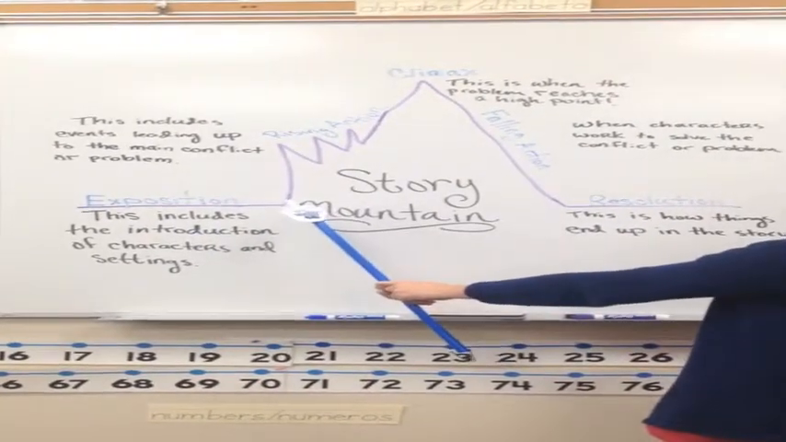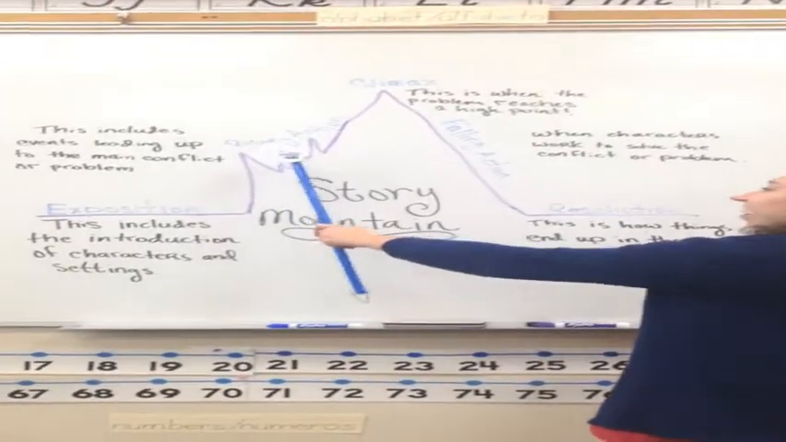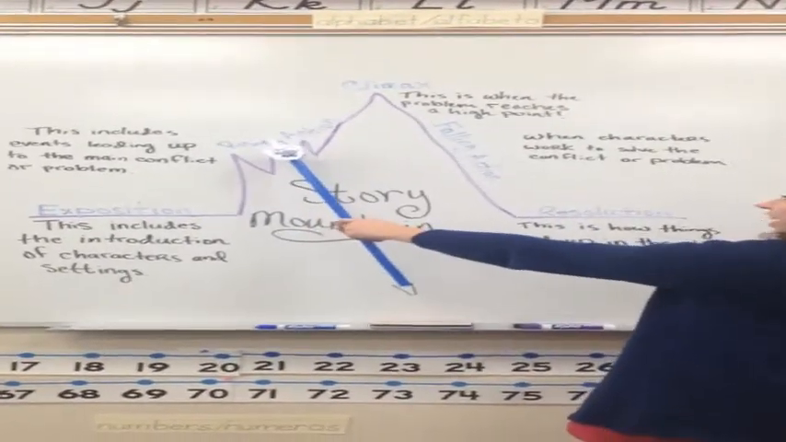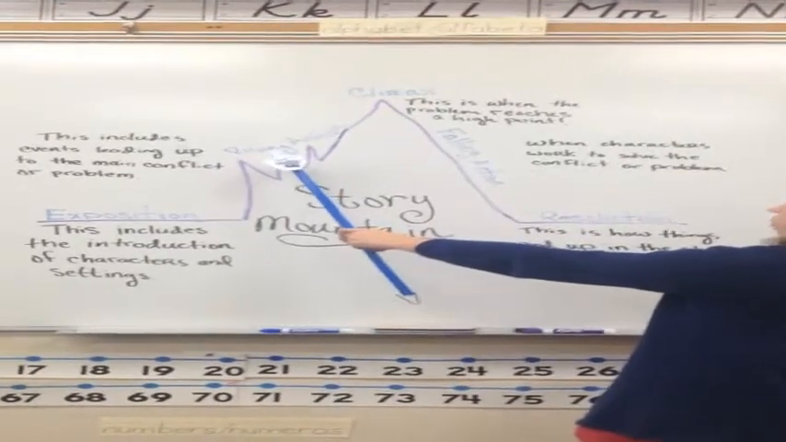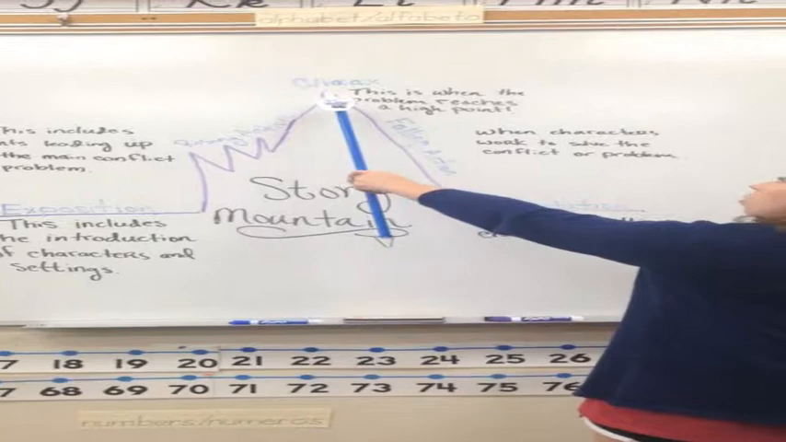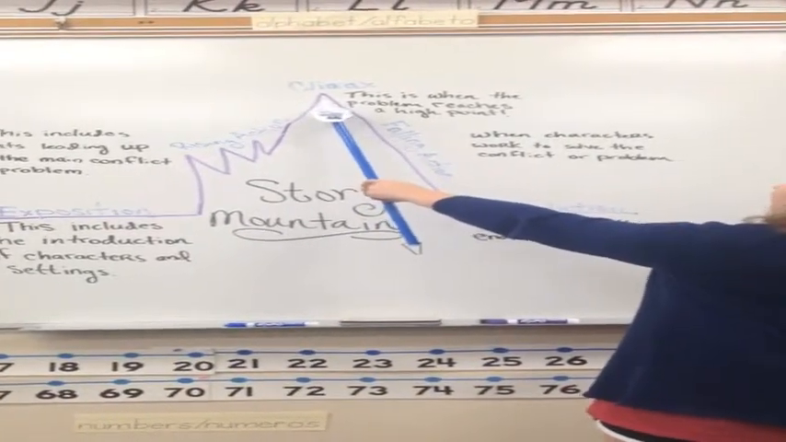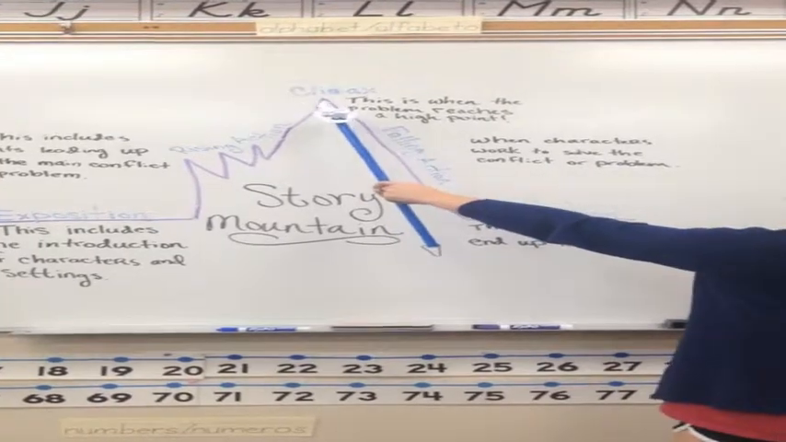Next, Billy will go up the mountain to rising action. This includes events leading up to the main conflict or problem. After rising action, Billy will go to the top of the mountain, which is the climax. This is when the problem reaches a high point and the most important event of the story.